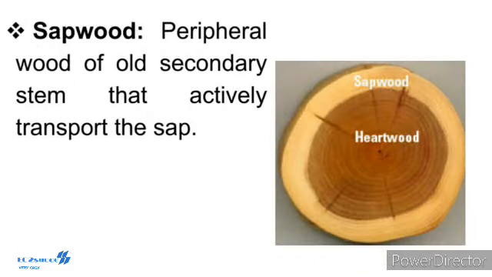Next one, sapwood: peripheral wood of old secondary stem that actively transports the sap. The wood of many trees is distinguishable into two regions: the outer light-colored and functional sapwood or alburnum, and the central darker and non-functional heartwood or duramen. The sapwood consists of recently formed xylem and serves for the conduction of sap in a plant. The heartwood is made up of older xylem and is no longer capable of conducting the sap.